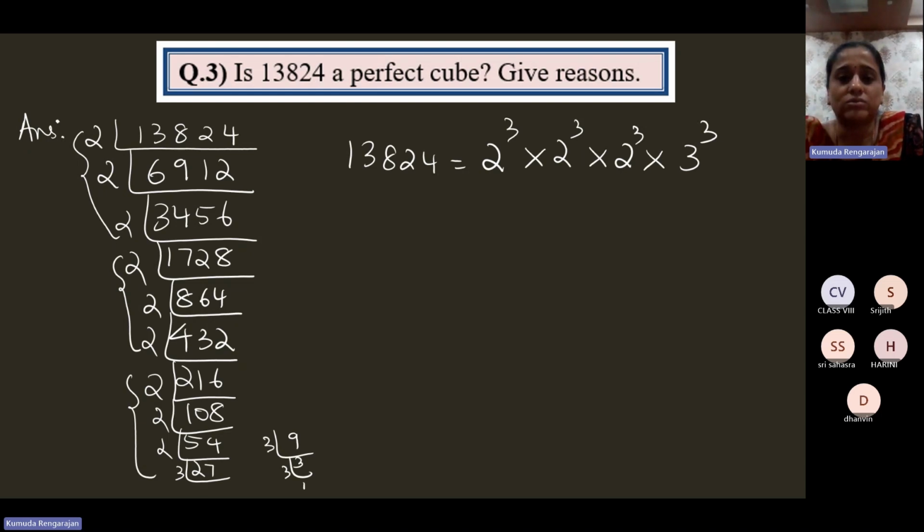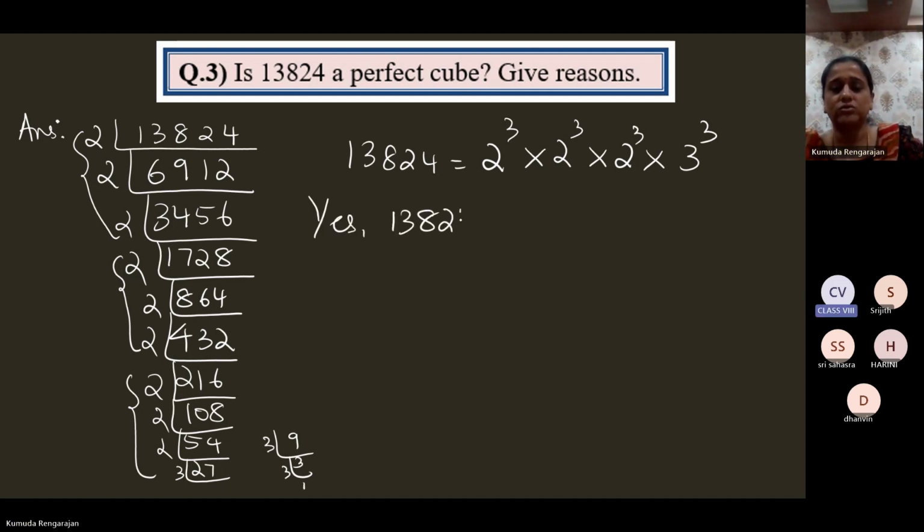Yes, it is a perfect cube. Give reasons. Because every prime factor occurs in triples. That's the reason. That's it. We don't have to find the cube root because that's not the question. The question is this number a perfect cube? Yes, it is a perfect cube. What is your reason? Because every prime factor occurs in triples. That's it. So you need to just write this step. Yes, 13,824 is a perfect cube.